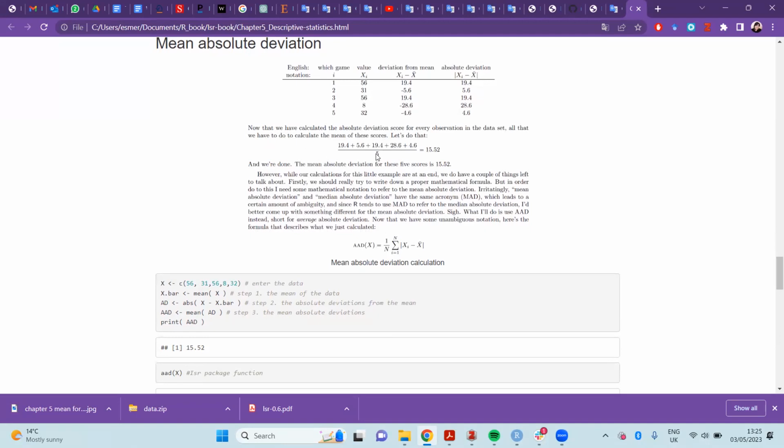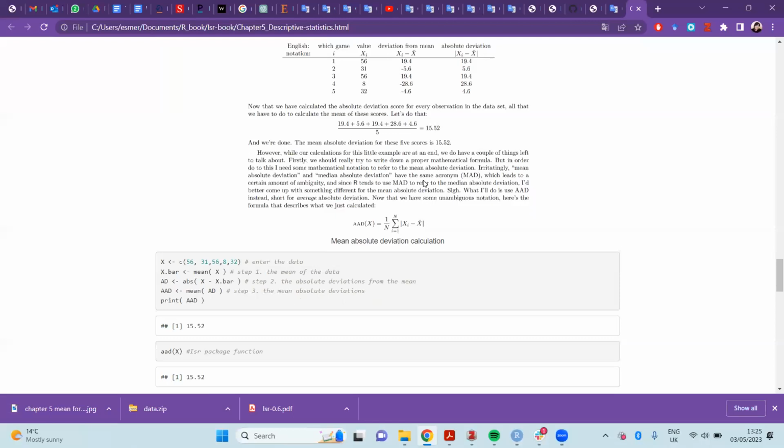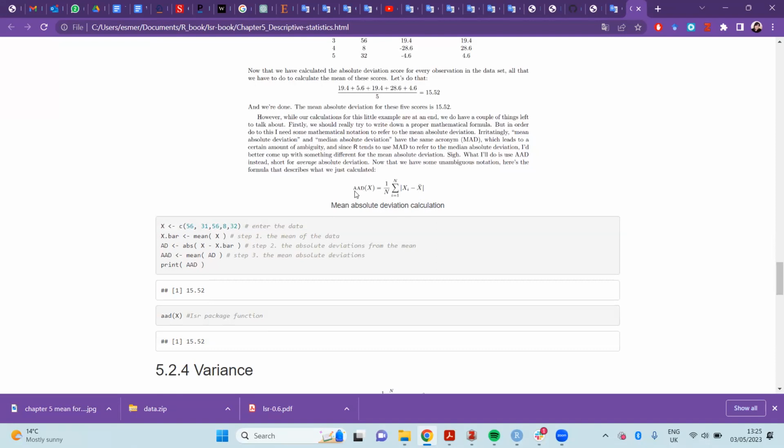Then, for obtaining the mean of the absolute deviations, we take the absolute deviations and divide them by the number of observations. So here's how we obtain the mean. Here is the mathematical formula for this.